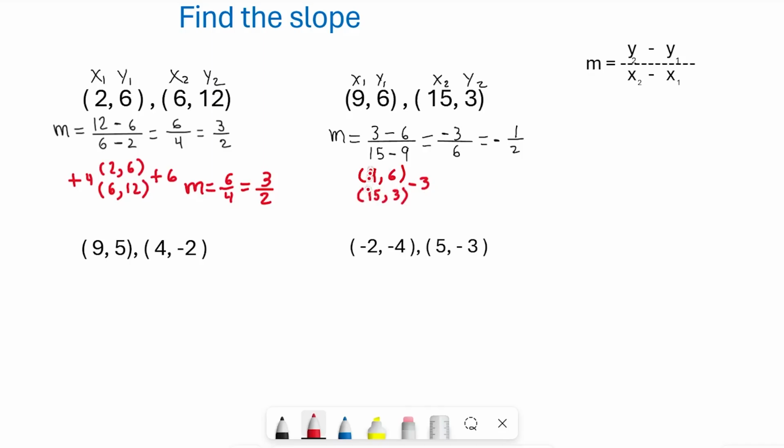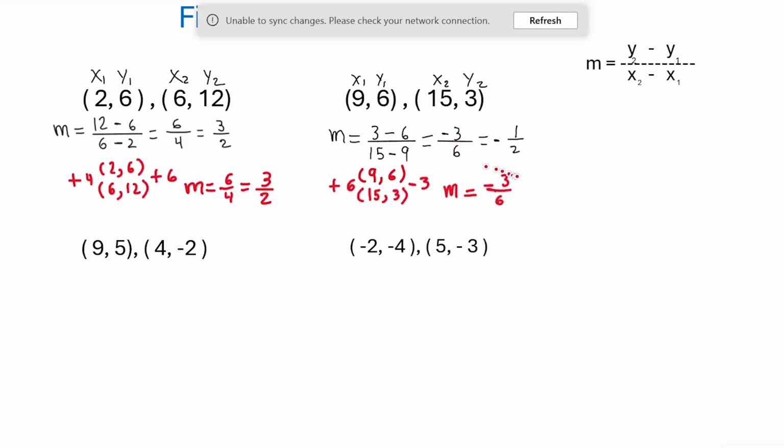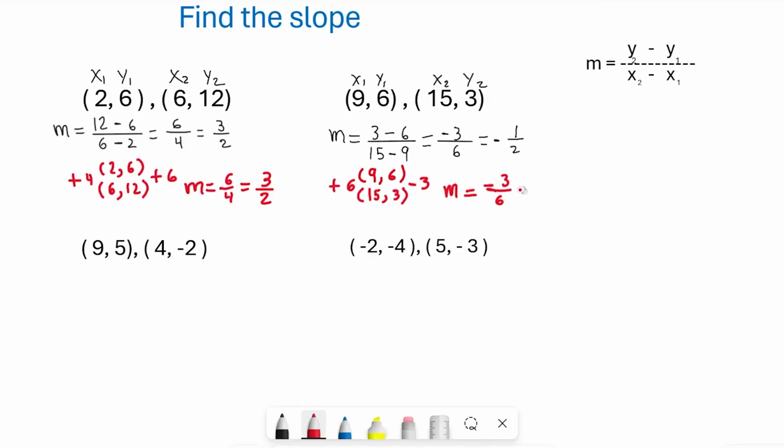The rate of change here is going to be +6. So in this case, the slope should be -3 divided by 6. And we get the same answer. Of course, when you divide by 3, you're going to get 1 divided by 3, you get 2. And then negative divided by a positive, the answer should be negative. And we get the same answer.